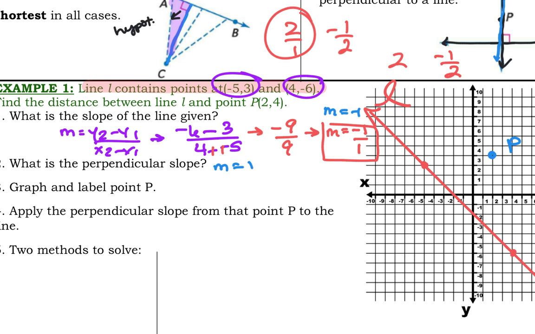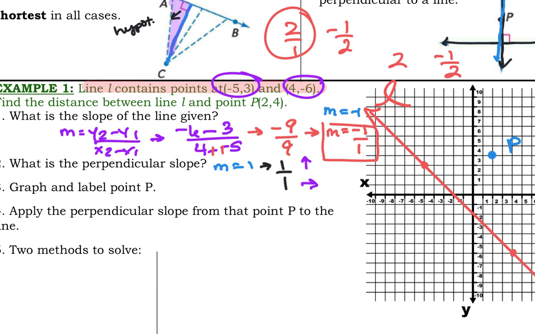All right, so it says graph and label point P, which we already did. Apply the perpendicular slope from P to the line. All right, so my perpendicular slope was 1. So if I write this as a fraction, it's 1 over 1. What directions am I going when I'm graphing this? Up and to the right.